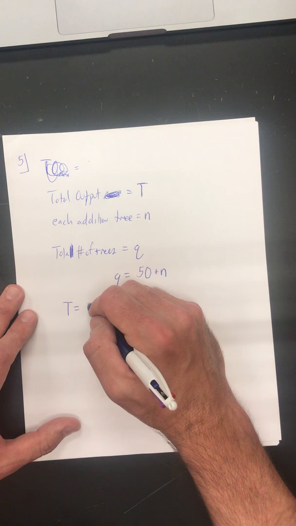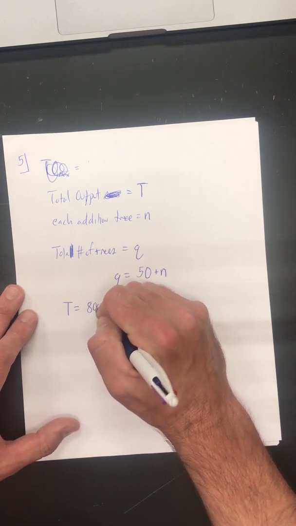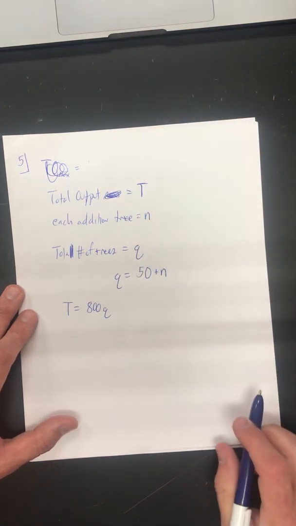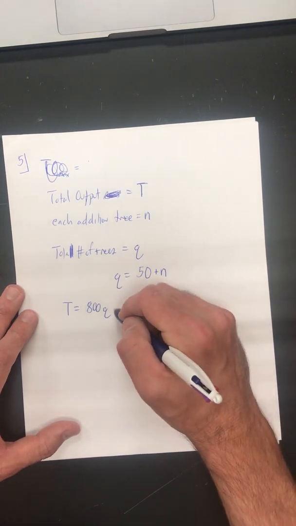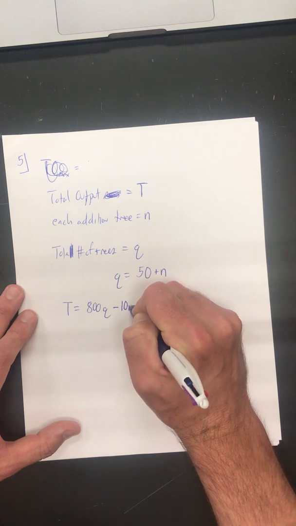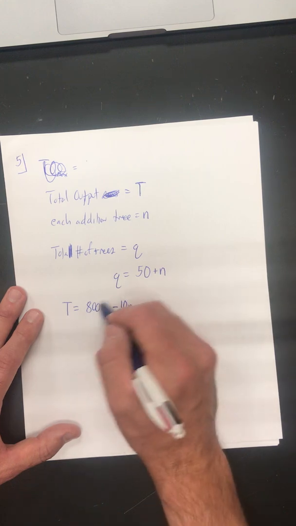Okay, and so now total output says the total output, T, is going to equal, let's see, initially each tree produces 800 apples. So that's 800 apples times the total number of trees, that's Q. But for each tree planted in the orchard, the output drops by 10 apples. So minus 10 times n.